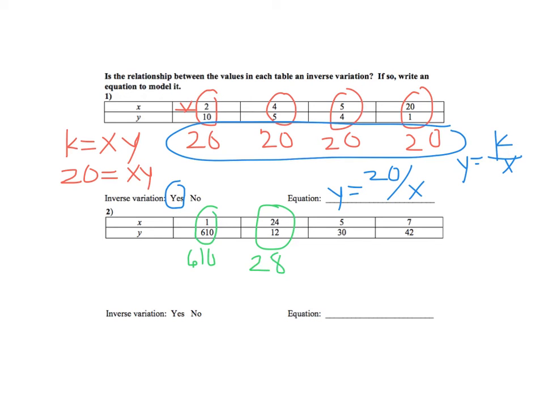Now, right off the bat, I only did 2, but my two numbers down here aren't equal. So that tells me that's not going to be an inverse variation. And if it's not an inverse variation, then you don't have to write your equation. So that's that. All you have to do is multiply x and y, see if they're equal, and then set up your equation.